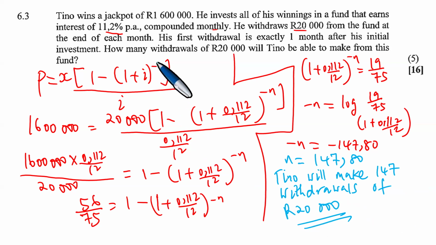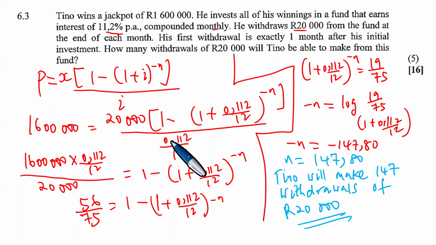On winning the jackpot, it was like a loan because it was a present value situation, and loans are present values. When Tino won the jackpot of 1.6 million, we are sure that Tino received the payout of 1.6 million, and Tino decided to withdraw 20,000 from the fund Tino had set up. The withdrawals, therefore, are like the repayments of a loan.